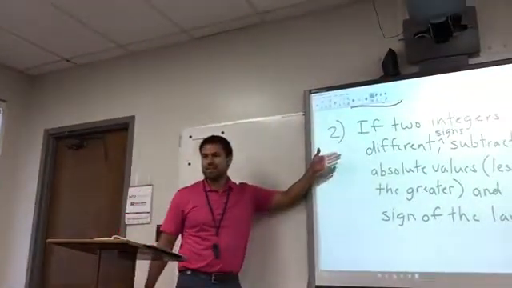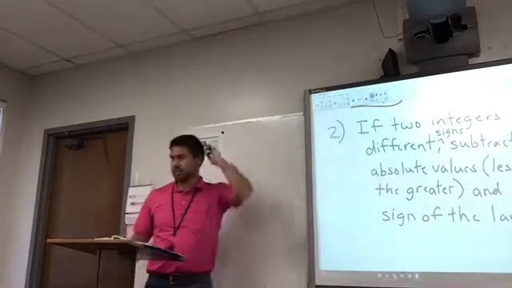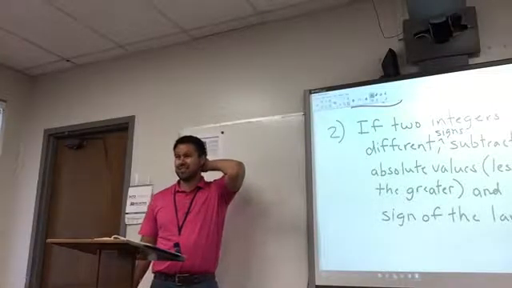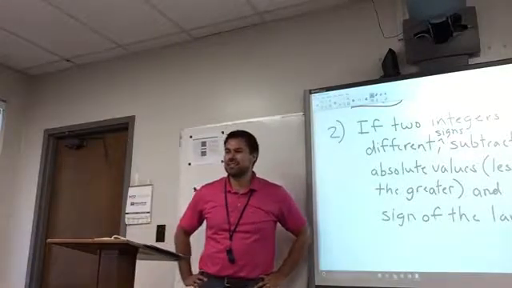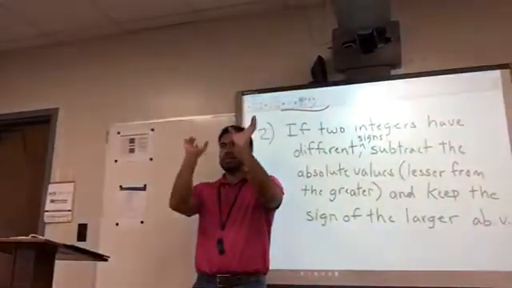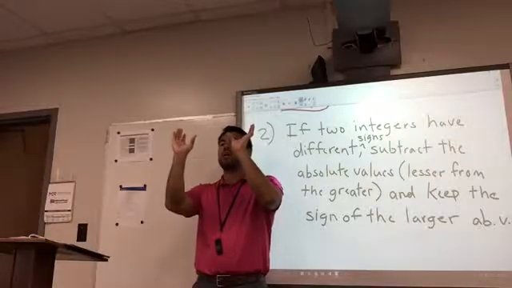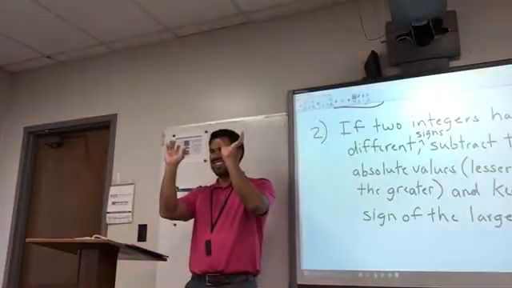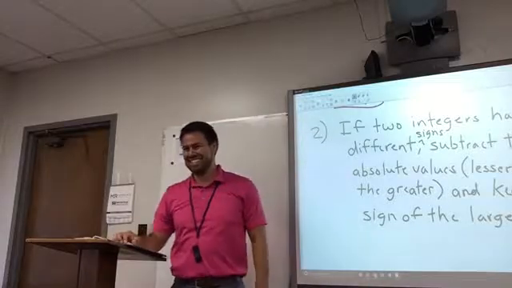Does anyone get that? Can you help me out? Just kind of summarize it, or you can restate it. So when you have two numbers being added with opposite signs, what do you have? You subtract the absolute value lesser from the greater and keep the sign of the larger.